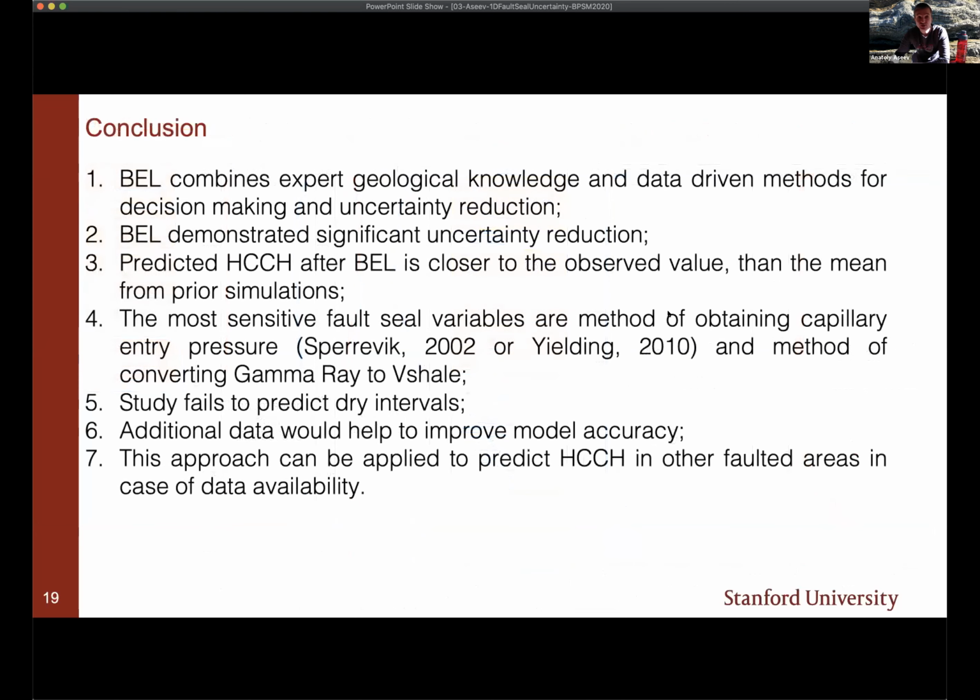As a conclusion, we combine geological knowledge and data-driven methods to do uncertainty reduction, and we tried to predict column heights using 1D data.